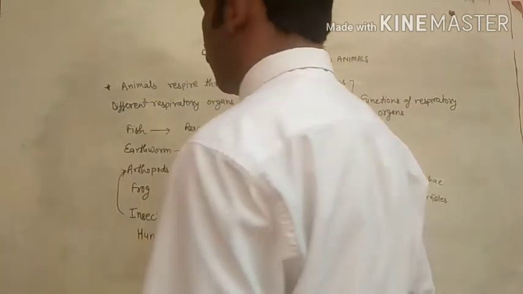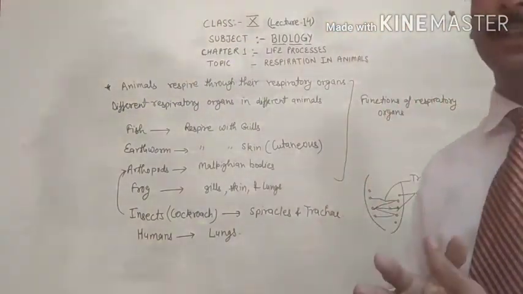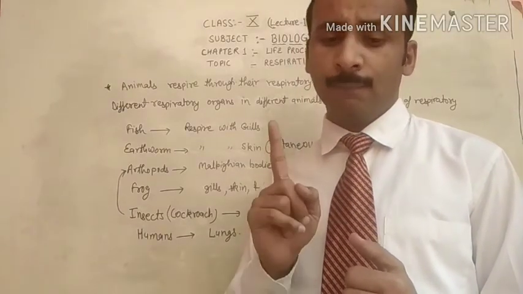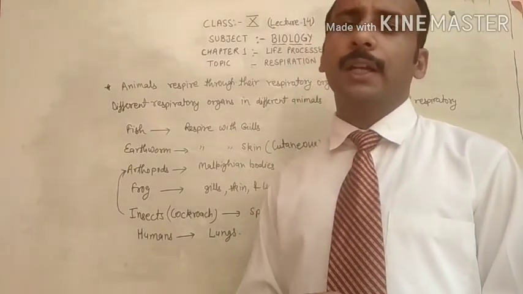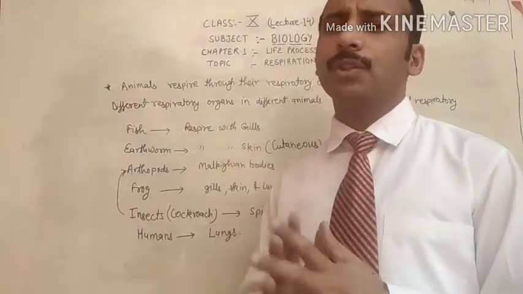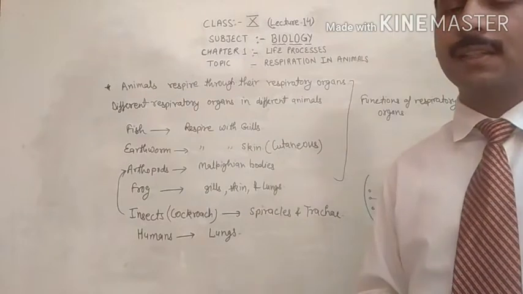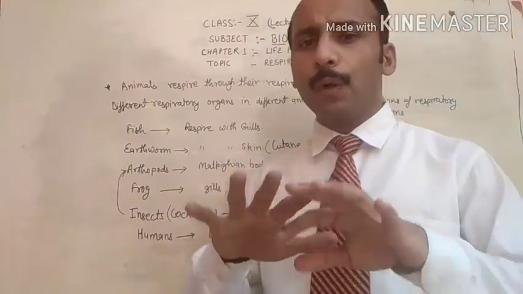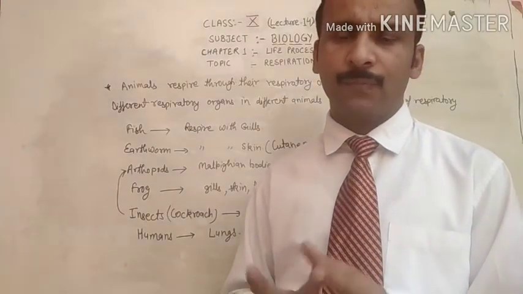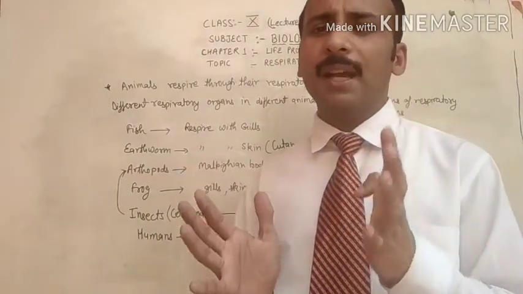Why do different types of animals have different organs for respiration: gills, trachea, spiracles, skin, lungs? The main function of the respiratory organs is that they provide the maximum area for the exchange of gases.